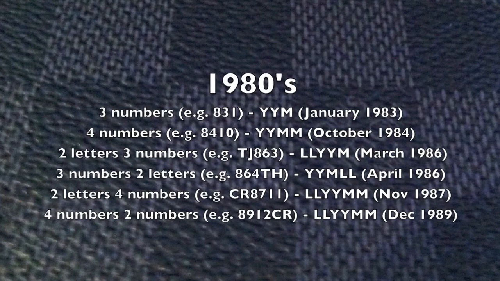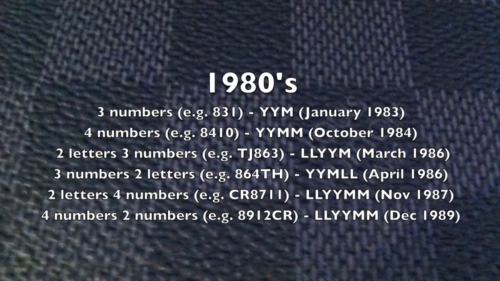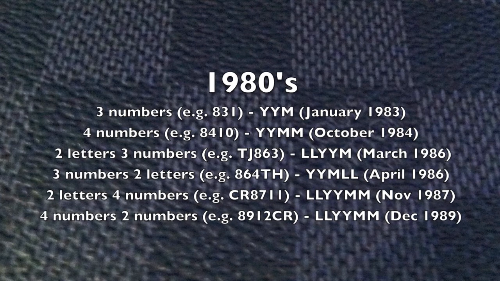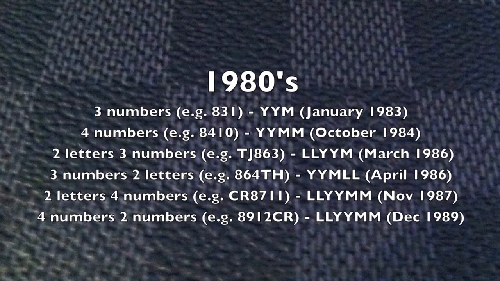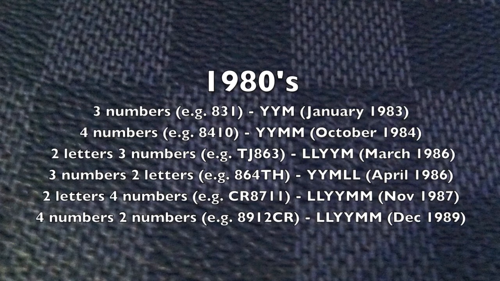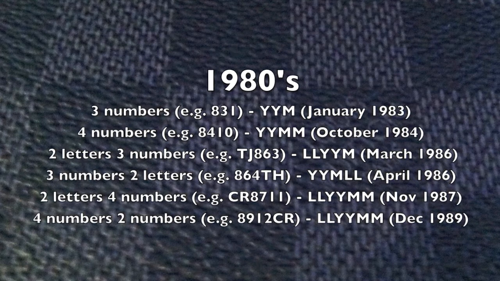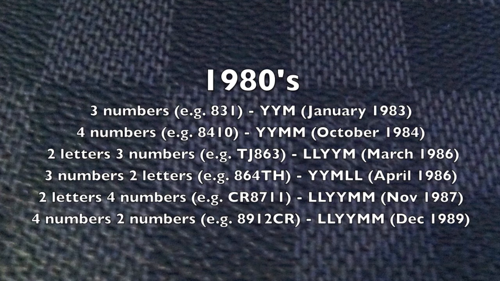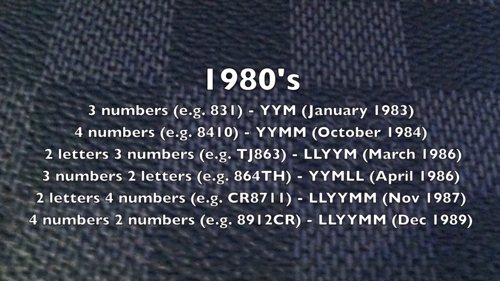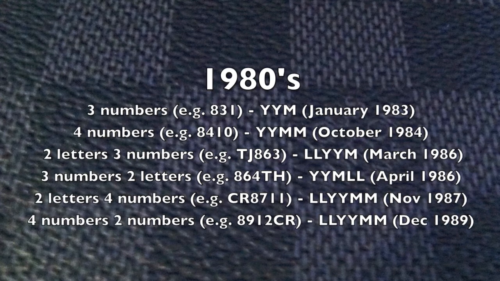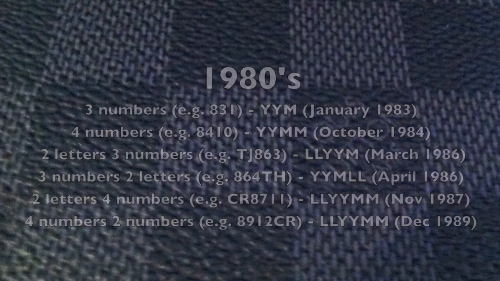Now, going back to the 1980s, it was a bit more complicated because Louis Vuitton used about 6 or 7 different formats of date code. You can find 3 or 4 numbers, which just correspond to the year and month of production in that order. You can also find 2 letters and 3 numbers, or 2 letters and 4 numbers, which is just a location code followed by the year and month of production. And you can also find the same thing in reverse, which is just 3 or 4 numbers followed by 2 letters, which is just the year and month of production followed by the location code.